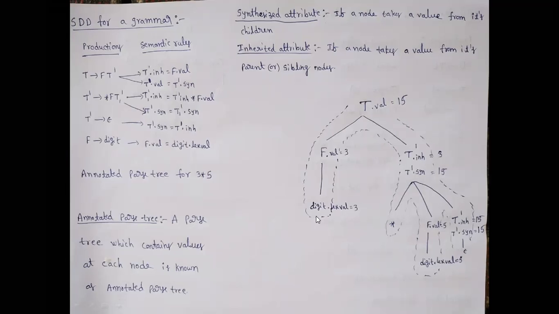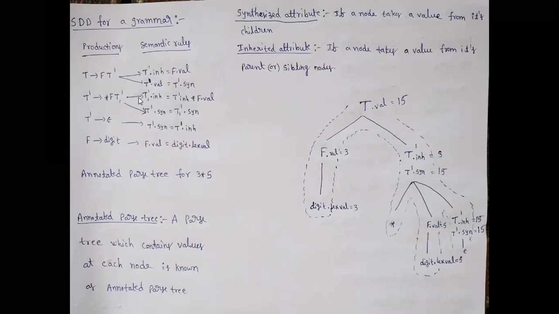So we have the production F produces digit, with digit dot lex, so F dot value is equal to 5 is placed. Then we move on. Here we have T dash dot inherited and T dash dot synthesized. What is the production here? T dash produces star F T dash.